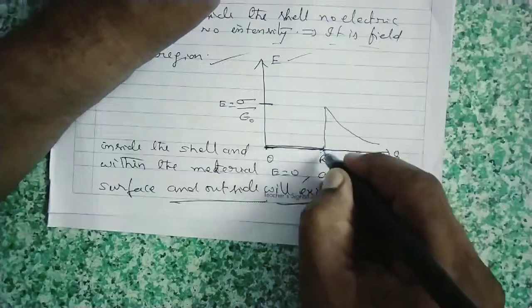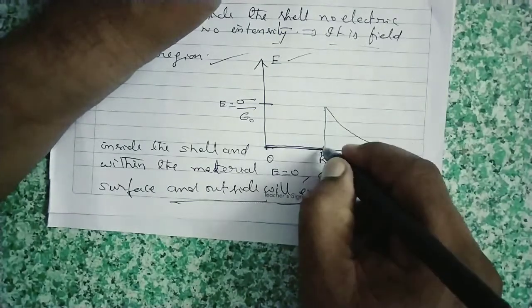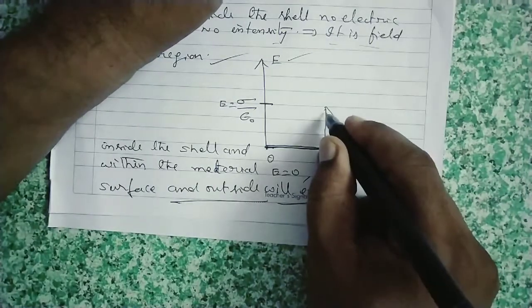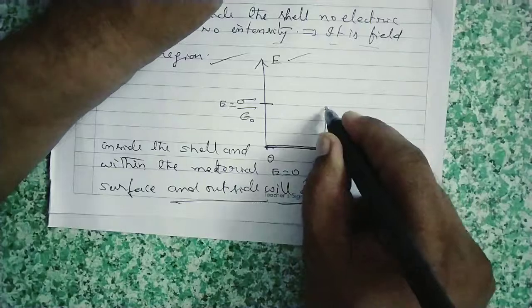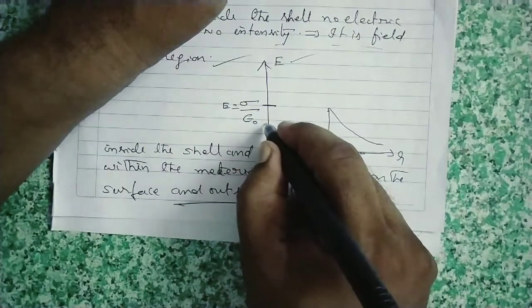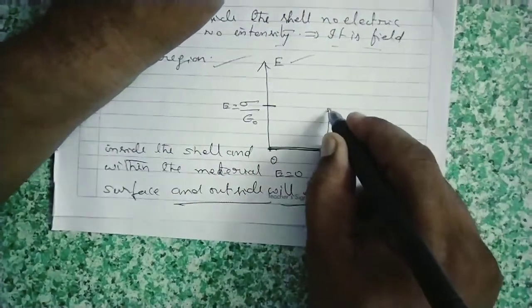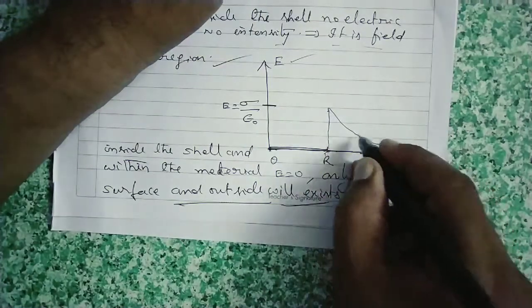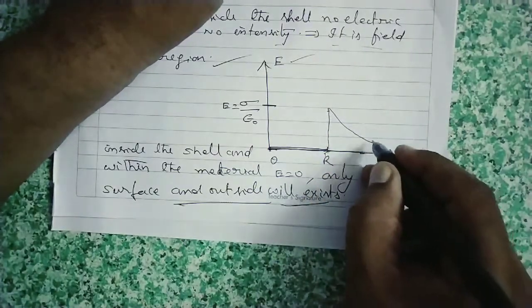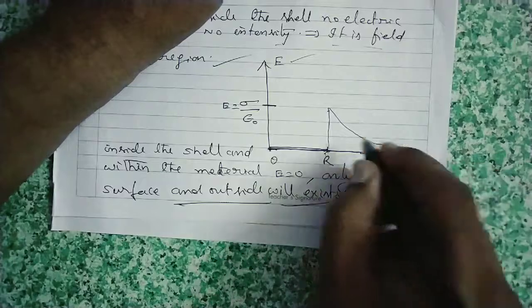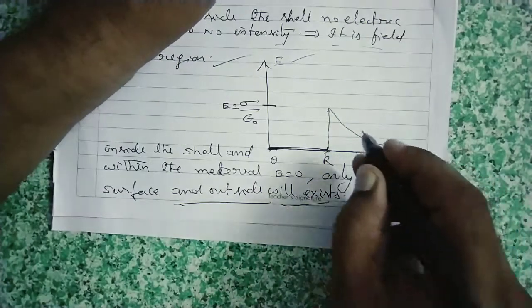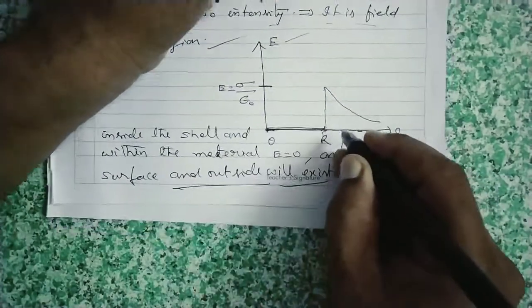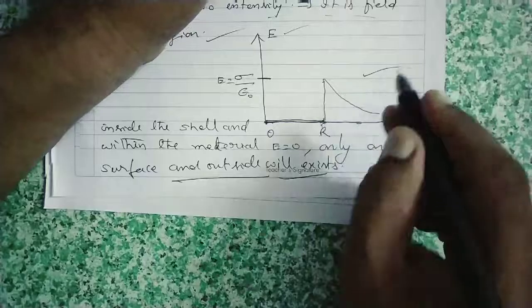At the surface, outside surface, not inner surface, the electric field is maximum, that is sigma by epsilon 0. We got that already. And outside the surface, at an exterior point, as R increases, the electric field decreases with 1 by R square. We got that already. So in that way, this is the graph of how the electric field varies.